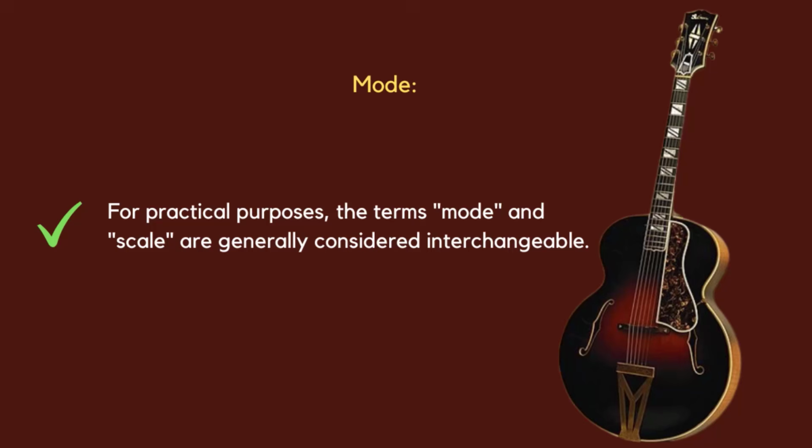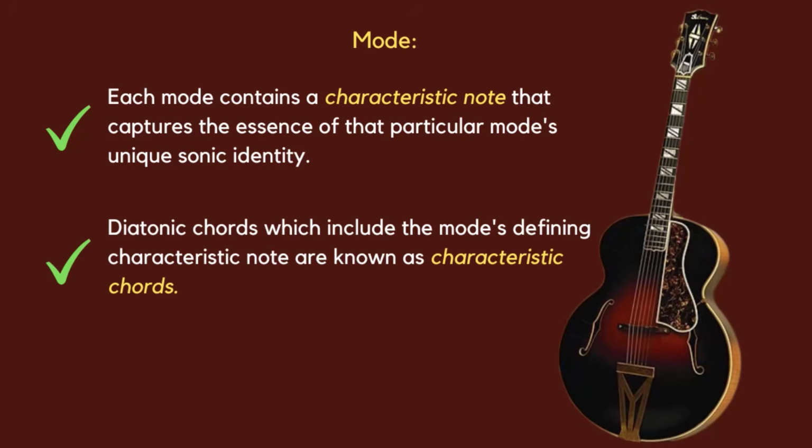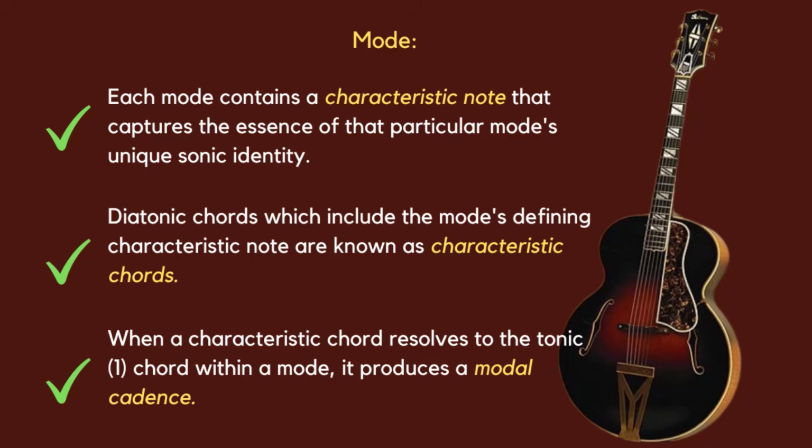For practical purposes, the terms mode and scale are generally considered interchangeable. Each mode contains a characteristic note that captures the essence of that particular mode's unique sonic identity. Diatonic chords, which include the mode's defining characteristic note, are known as characteristic chords. When a characteristic chord resolves to the tonic chord within a mode, it produces a modal cadence.